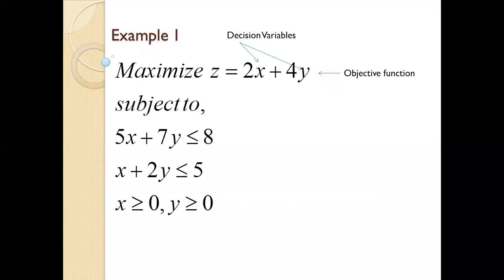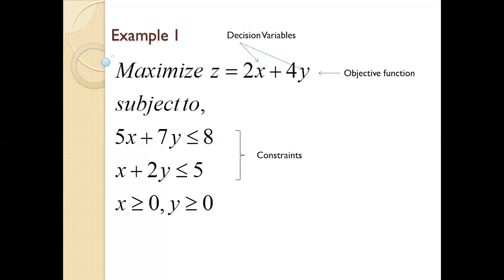Then, this part is called the objective function. You see that it says we need to maximize the function z. In other words, it is our objective to maximize the function z, that is 2x plus 4y. Since this part represents our objective, it is called the objective function.